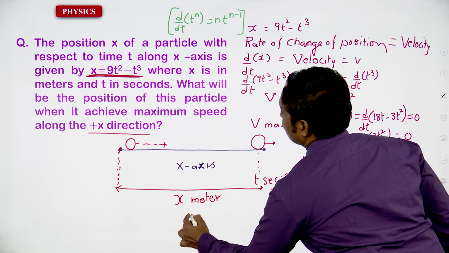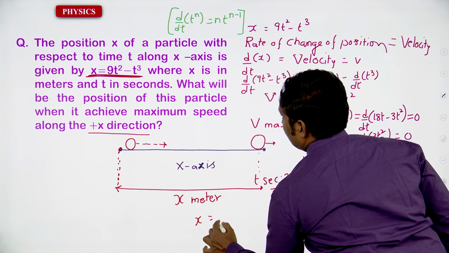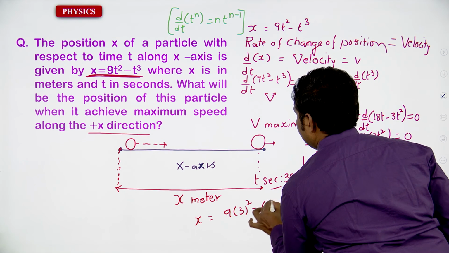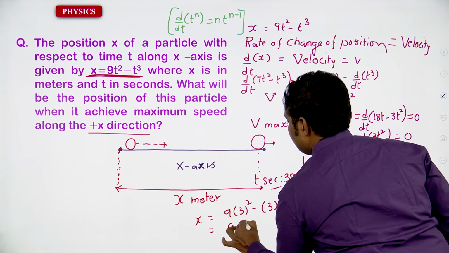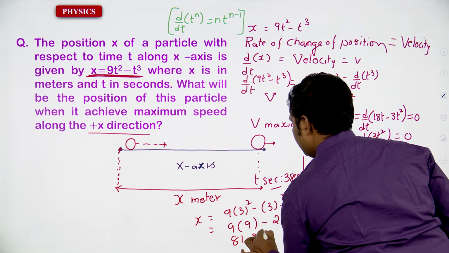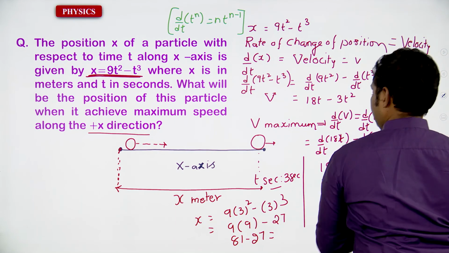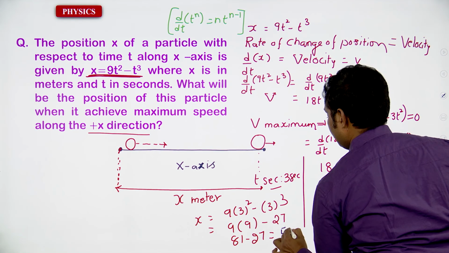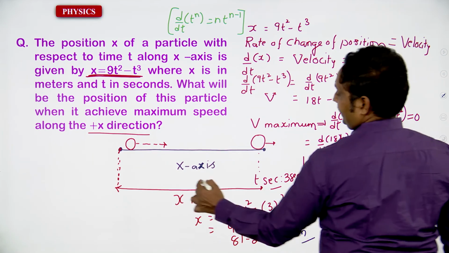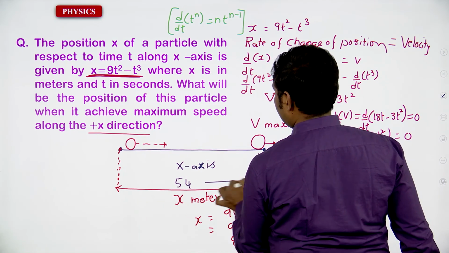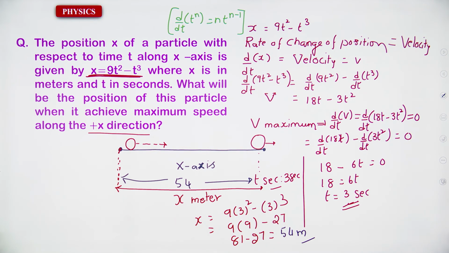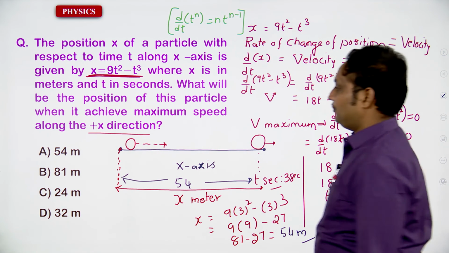Write down: x is equal to 9 into 3 square minus 3 cube. It's very clear, 9 into 9 minus 27, that is 81 minus 27. You will get the answer, that is going to be 54 meter. Finally, at 54 meter, its speed is going to be maximum. This problem has been solved. Let's check the answer.